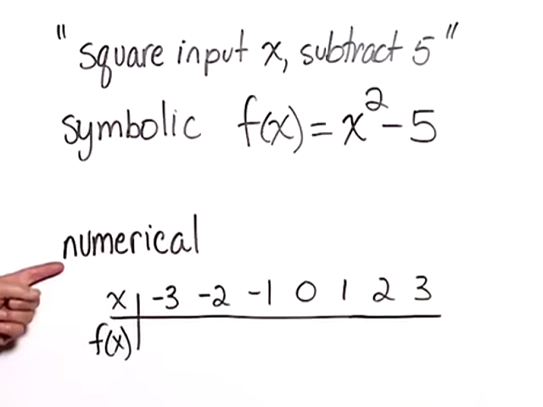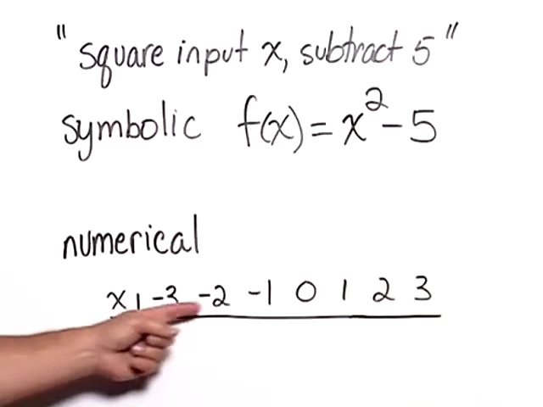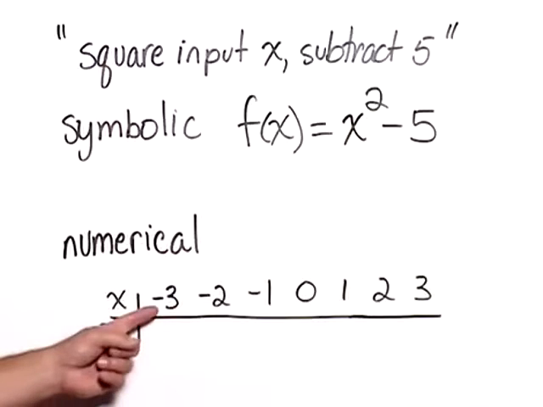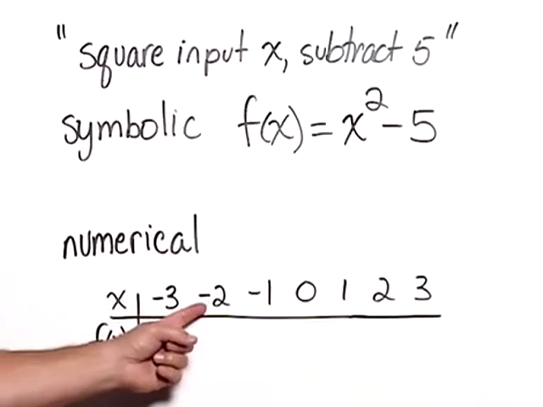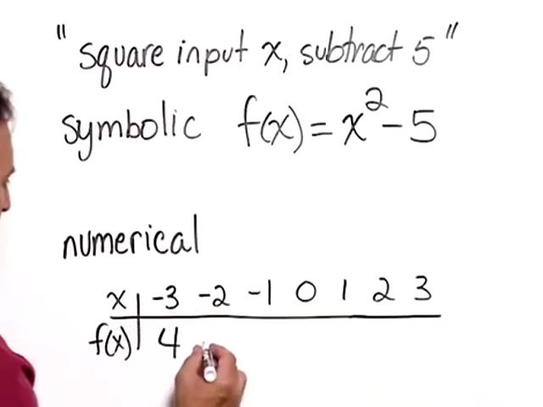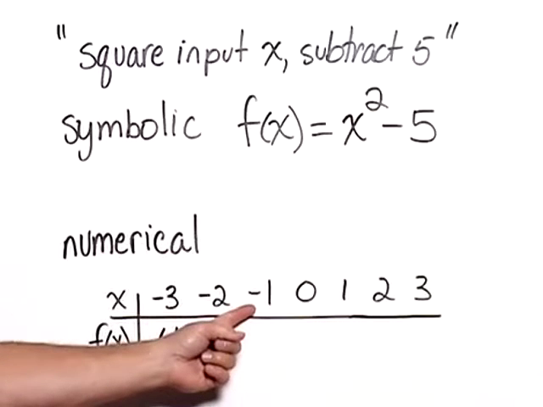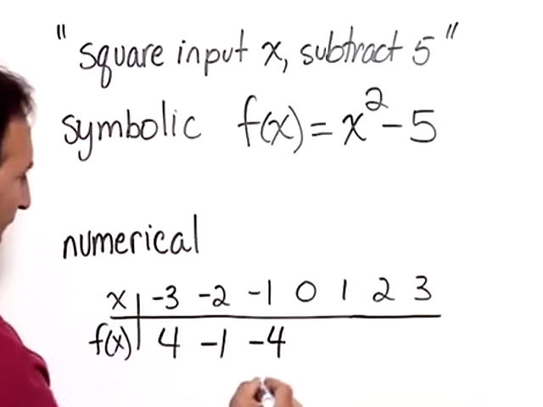For the numerical representation, we have a table of values, and here are the x values that we're going to apply the function. So it's square the input, so square -3, and that would be 9. Subtract 5, and that's 4. Now we square -2, that's 4. Subtract 5, and that's -1. For -1, we square it, that's +1. Subtract 5, and that's -4.